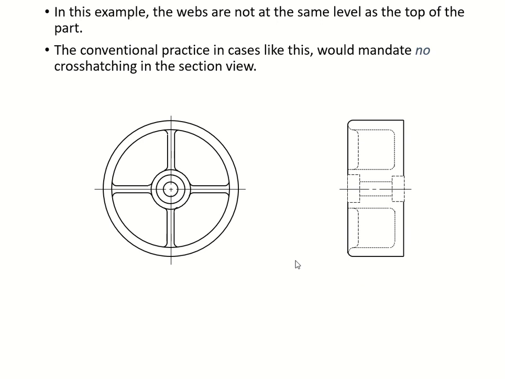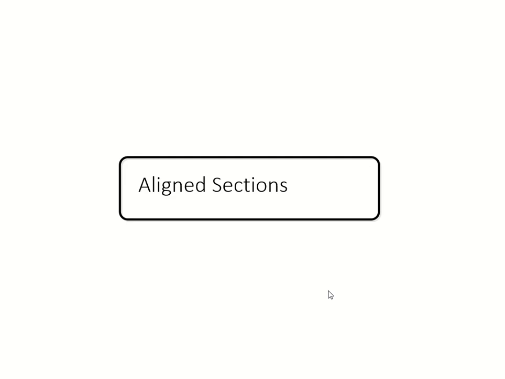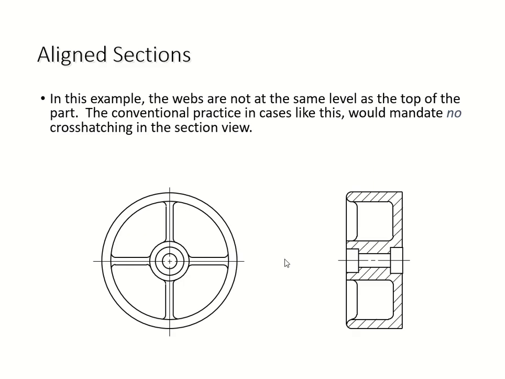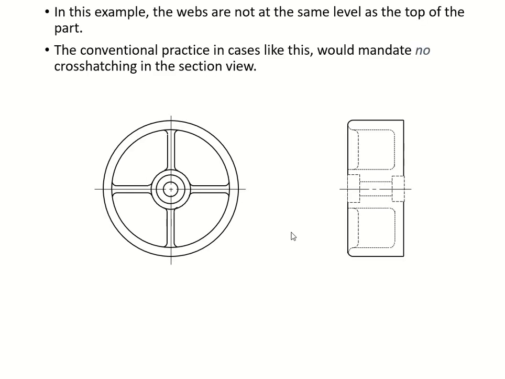Okay, the next one is the aligned section overview. So let's get into this, your aligned sectioning. Let's take a look at it. Here we're using the same part, the one that we left out from here.